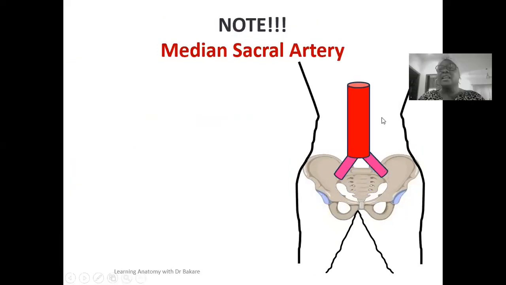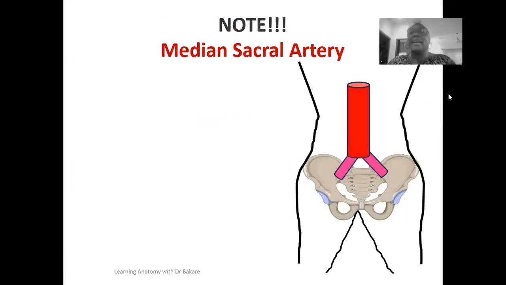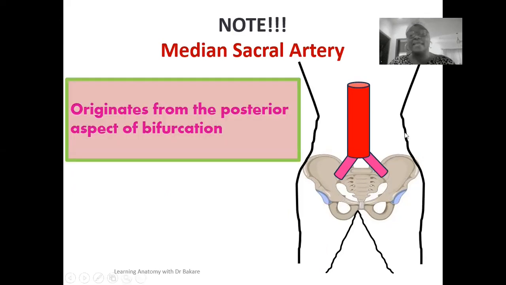It's also good for us to add that we have the emergence of the median sacral artery. This median sacral artery is seen as an emergence from the posterior region of where we have the bifurcation of the abdominal aorta. If you look at this image by the side, we say that we have the abdominal aorta here, and at this level that tallies with the fourth lumbar vertebra is where they are seen to bifurcate into the right and the left common iliac arteries. At the posterior aspect of the point where we have this bifurcation, we have the emergence of the median sacral artery. And this is what is highlighted here at this point.